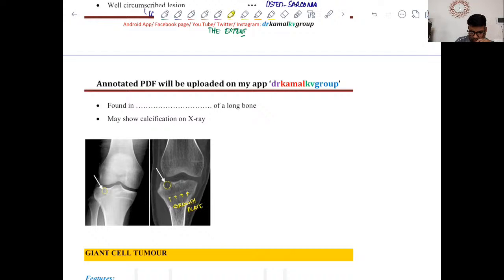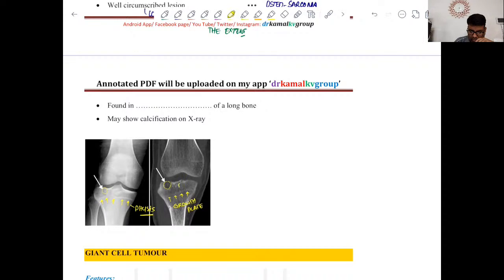Clear? So if you see this faint white line, this is the growth plate, or what you call physis, and here white means it has already fused. So the subject must be over 18 years of age. So the growth plate has fused.